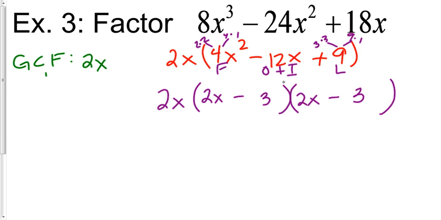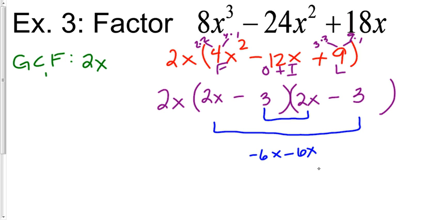Let's check to see if our outside and inside terms will add up to negative 12. Okay, on the outside, I'm going to take 2x times negative 3, and that'll give me minus 6x. On the inside, I'm going to take negative 3 times 2x, and that'll give me minus 6x. So it seems like this works, and if you wanted to check, you could take 2x times 2x, that's 4x squared, negative 3 times negative 3, that's positive 9. FOIL everything out, and we do in fact get the correct trinomial here. So I've checked to make sure that it works.